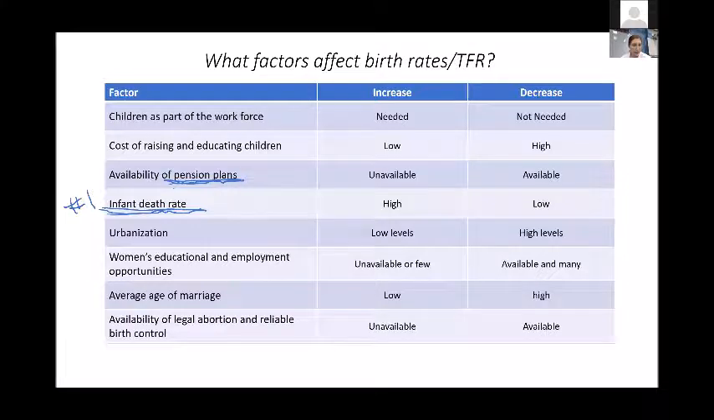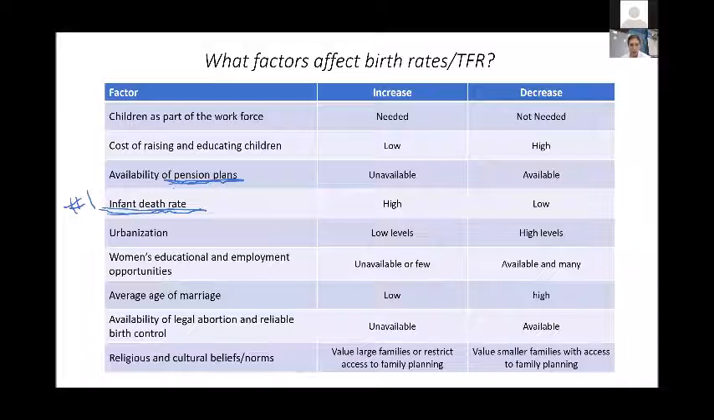And finally, the availability of legal abortion and reliable birth control. So family planning resources are really important for people to be able to control their own fertility. So when those are widely available, that tends to decrease the birth rate. And if those aren't, it tends to increase them.